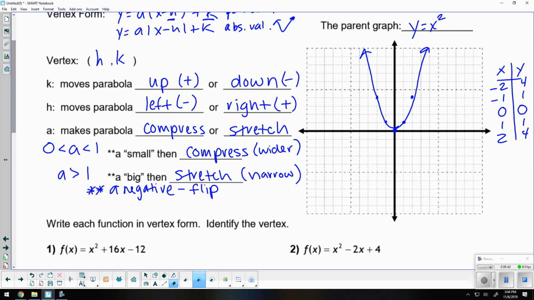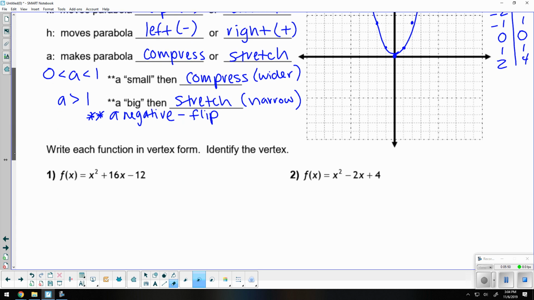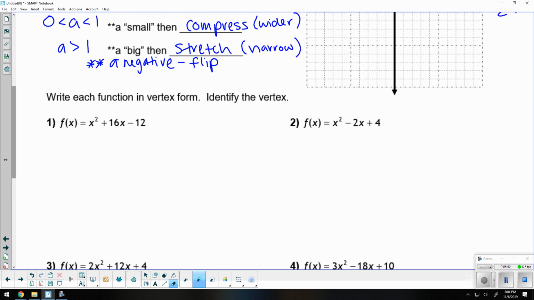Okay, so what we're going to do is we're going to practice now. We're going to go from standard form, so looking at these functions, they're all given to you in standard form. We're going to write them in vertex form and then just identify the vertex. Okay, there's a couple different ways you can go about these problems, but what I would like to teach you guys, let's just think back to the basics here. Go back to basics. Think about when we were graphing a parabola. How did we find the vertex?